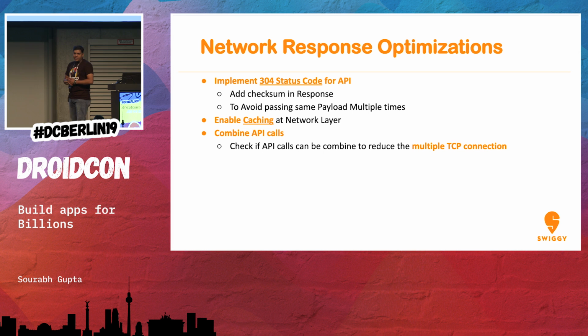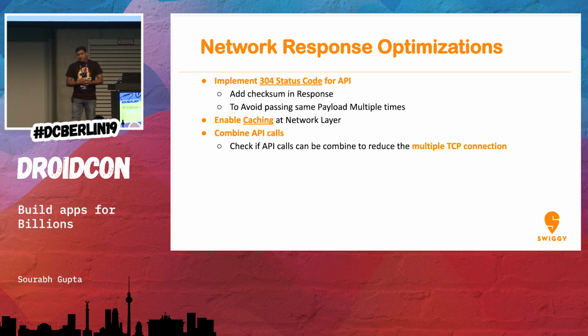Implement the 304 status code for APIs. Whatever data is coming from the API, we have checksum logic with that. Checksum is basically the hash of the response. Next time, if we are making the same API call, we pass the checksum to the server. If there is no data change, the server will return 304. It avoids passing the same data over the network to the user. The user will have less memory footprint. You don't need to pass the same data over the network again and again.